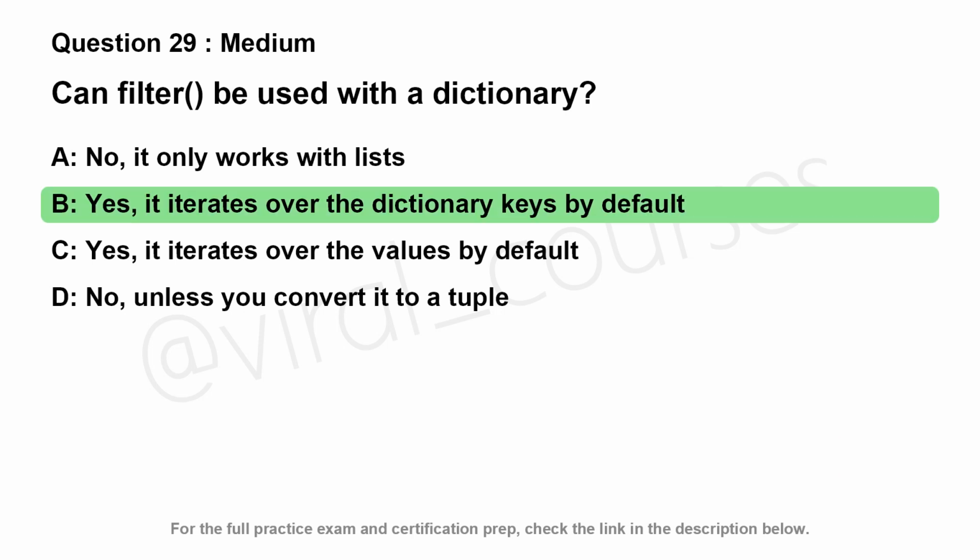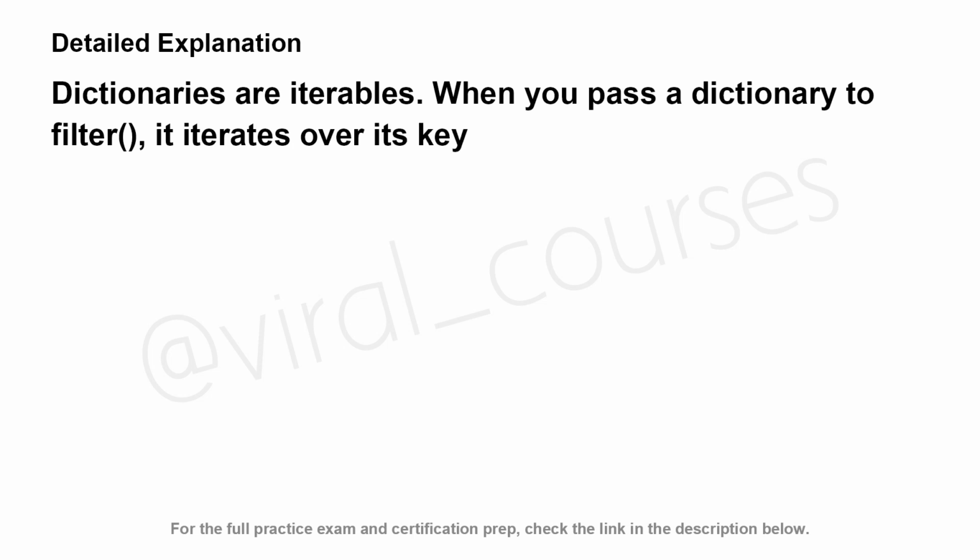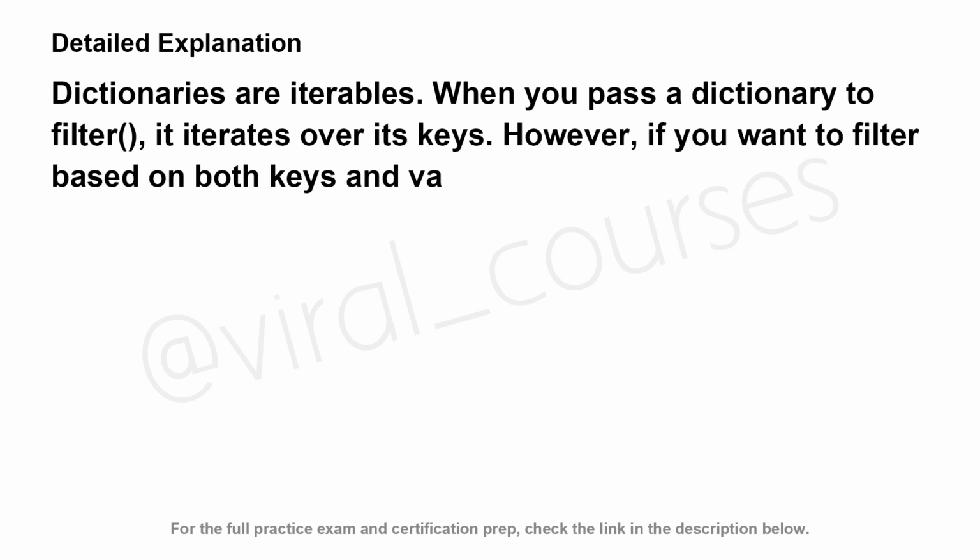The correct answer is B. Dictionaries are iterables. When you pass a dictionary to filter, it iterates over its keys. However, if you want to filter based on both keys and values, you should use dict.items().